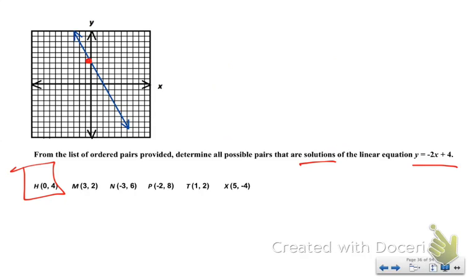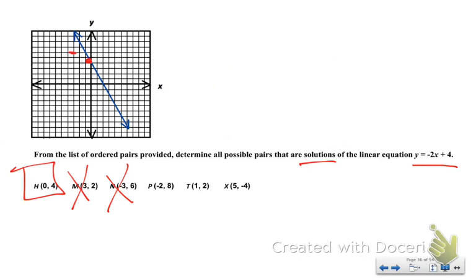Positive 1, 2, 3, 2 does not fall on the line, so I wouldn't click that one. You could also plug it in. You get negative 6 plus 4, which is negative 2, not positive 2. Negative 3, 1, 2, 3, 4, 5, 6 is just about there, and does not fall on the line. Again, I could plug it in, and I end up with a false statement.